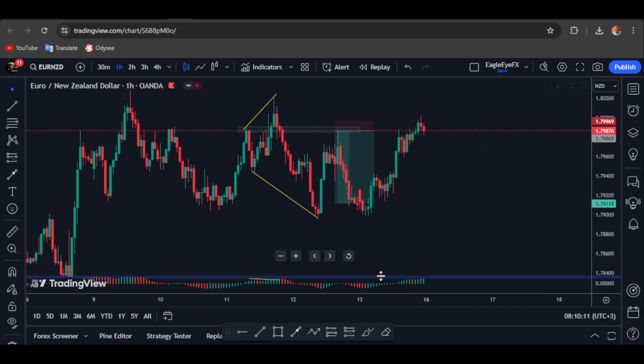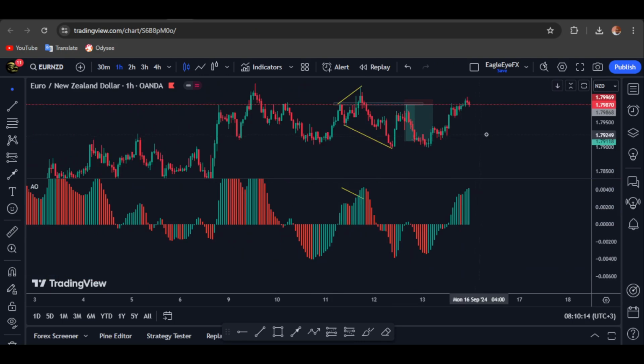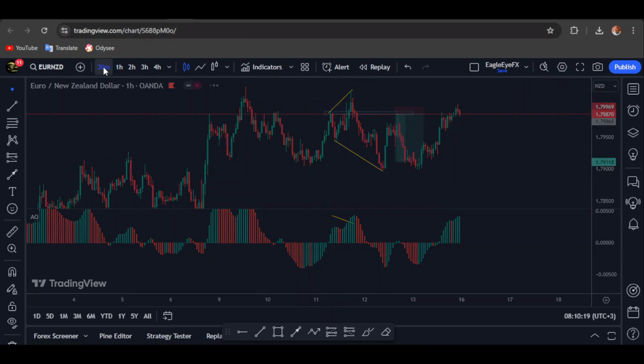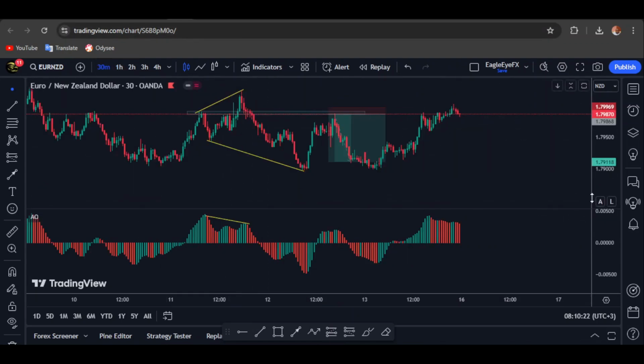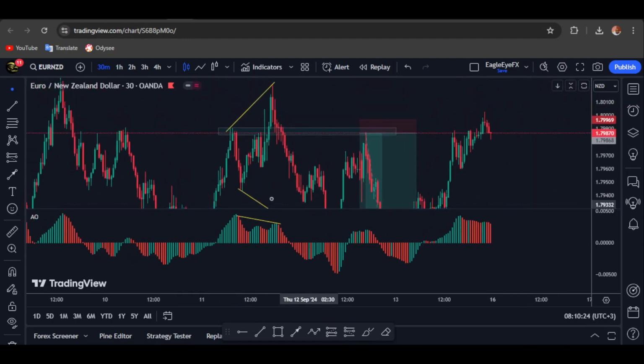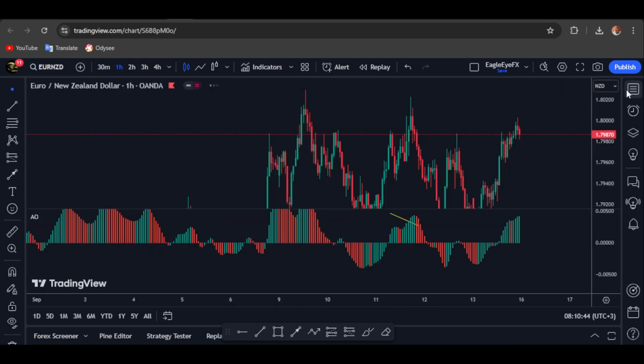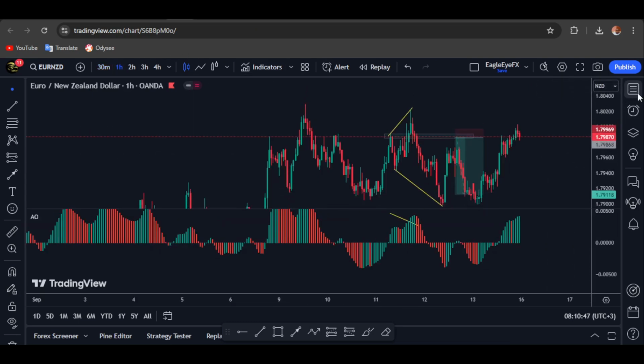Also, let's look at the awesome oscillator. Let's look at this level, what was happening. Let's check on the 30 minutes time frame. Look at that. Sometimes the divergence may not be clear on the time frame that you are seeing, but you can look for the divergence in another time frame. So you can see here we had our regular bearish divergence, whereby the market was giving us a higher high, but the awesome oscillator was giving us a lower high. That's a clear divergence, and it's an indication that the market is going to reverse.